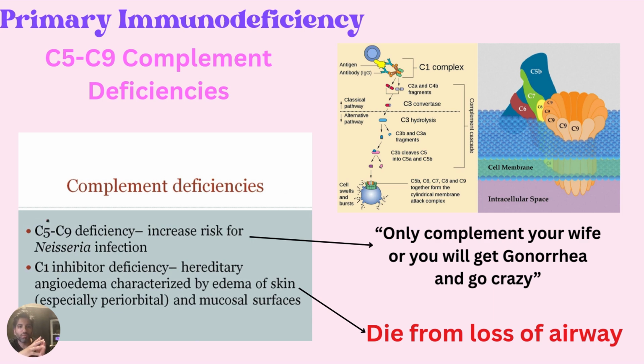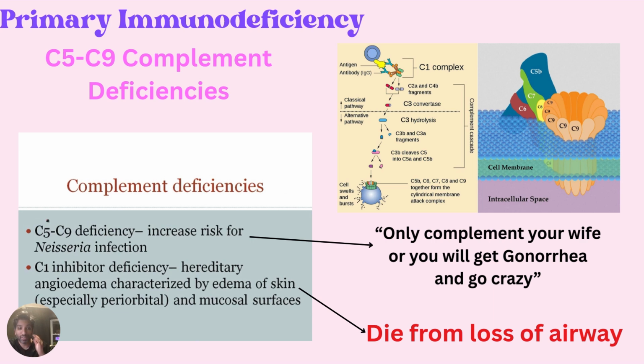Okay, the way I remember this is: only compliment your wife or you will get gonorrhea and you will go crazy. Neisseria gonorrhoeae and Neisseria meningitidis, which gives you meningitis. So only compliment your wife or you're going to get gonorrhea and go crazy. I know it's a bad mnemonic, but you know what? I remember it from medical school, so hopefully it helps you too.